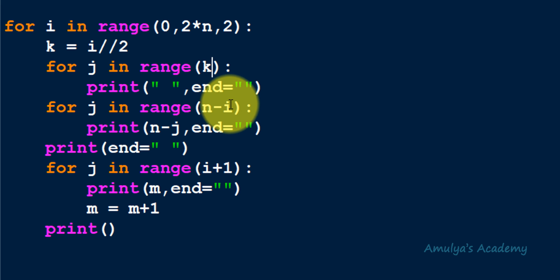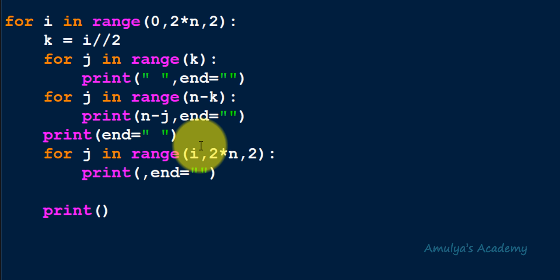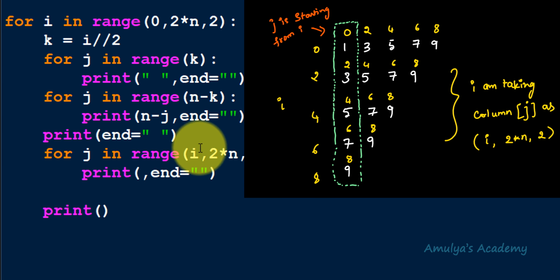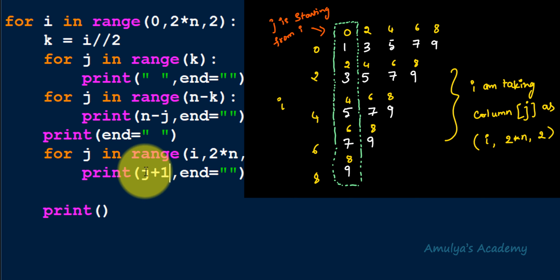As I said, in part 4, I'm taking the numbers as 2, 4, 6, 8. Here I'll write down the i values. So in the pattern, I'll take the range as i to 2 multiplied by n, and 2. So I'm not starting this range from 0. Instead, I'm starting from the i value. If I do that, here I can take j plus 1. If I take row numbers like this and column numbers like this, then the values are nothing but j plus 1, right? That's why we are taking the range like this. And now if I execute this program and take 5, we'll get our required pattern.